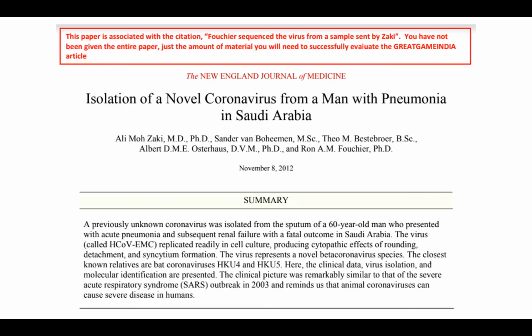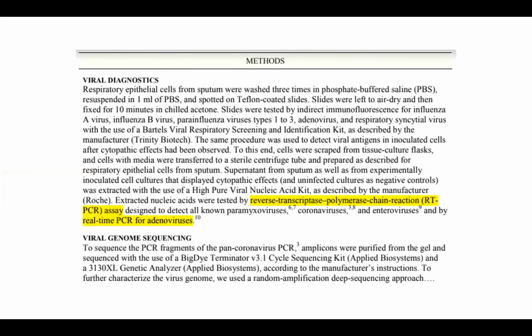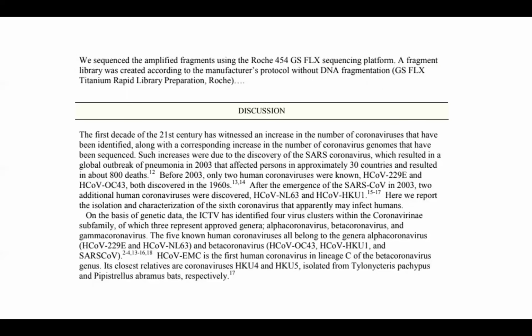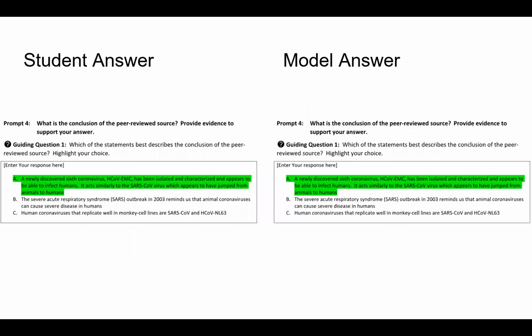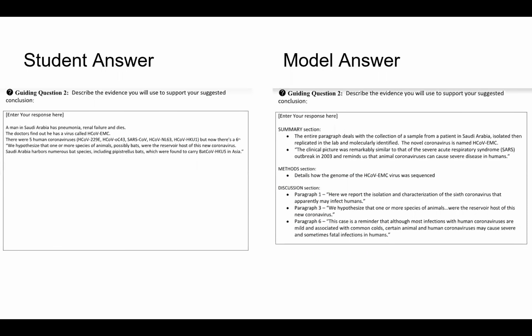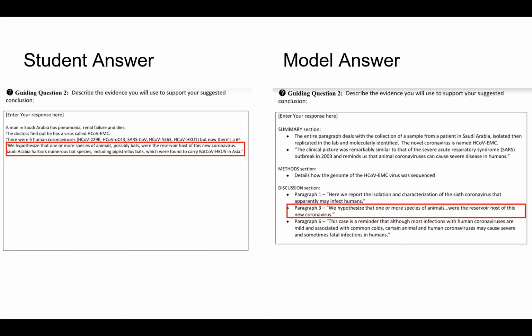As we continue, here is the peer-reviewed source that will be needed to answer the next few prompts throughout the problem set. Now, moving on to prompt 4, the student and instructor have the same answer highlighted. Guiding question 2 is a little different when it comes to the amount of evidence. The student and the instructor make a few of the same points, but the student does not bother to go into the same effort that the instructor did.